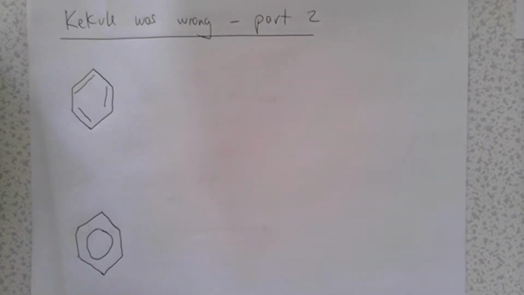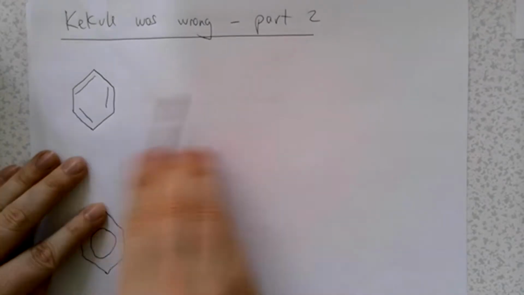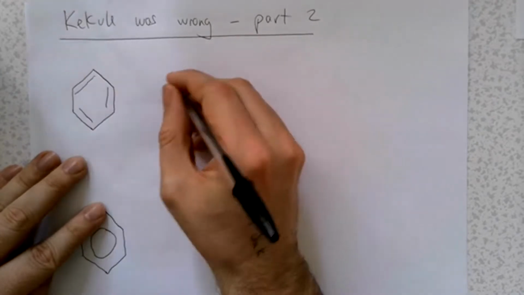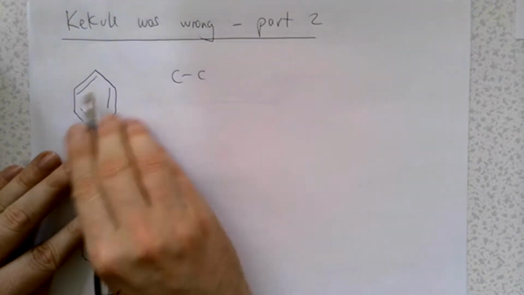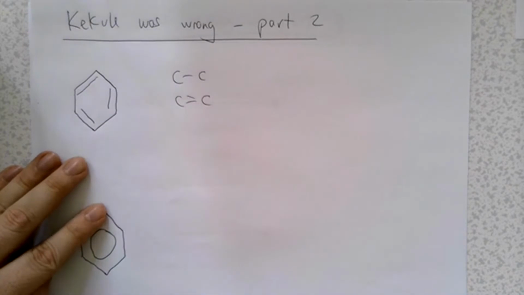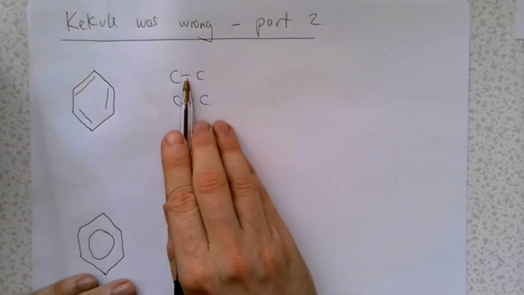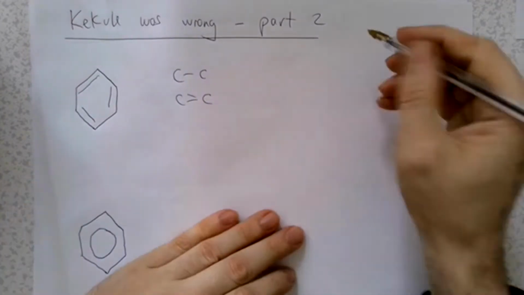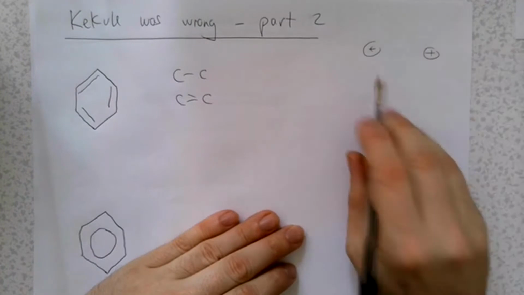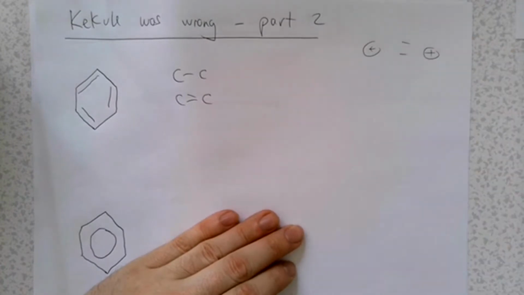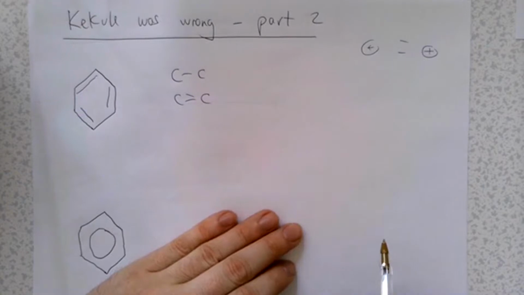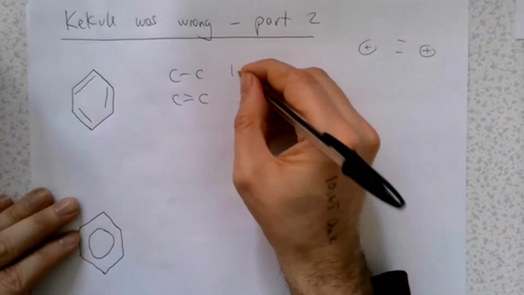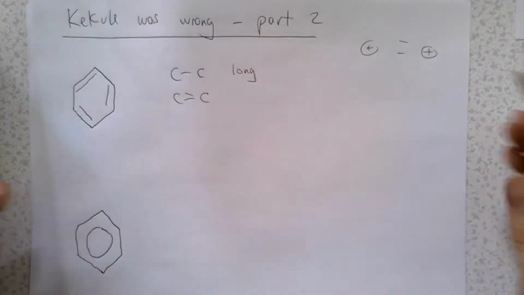Kekule also made a second prediction. In his model, it doesn't matter which resonance you look at, either way, you have 3 carbon-to-carbon single bonds and 3 carbon-to-carbon double bonds. Now, a carbon-to-carbon single bond has only got 2 electrons pulling those nuclei together. Kind of looks like this. Here are the nuclei, the carbons, here are the electrons. A bond is 1 pair of electrons. And as you've only got 2 electrons pulling the nuclei together, this is going to be quite long because there's only 2 electrons pulling them in.